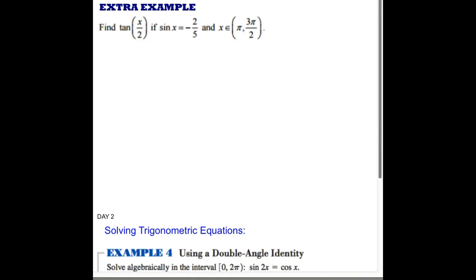We need to find the tangent of a half angle. Tangent of x over 2. Now we're not given the specific angle, it's just a generic half angle. What they have told us is that the sine of our angle is negative 2/5, and the angle, not the half angle, but the regular angle, has to be between pi and 3 pi over 2. So what quadrant are they telling me it's in? We're in quadrant 3. So let's draw a triangle in quadrant 3.